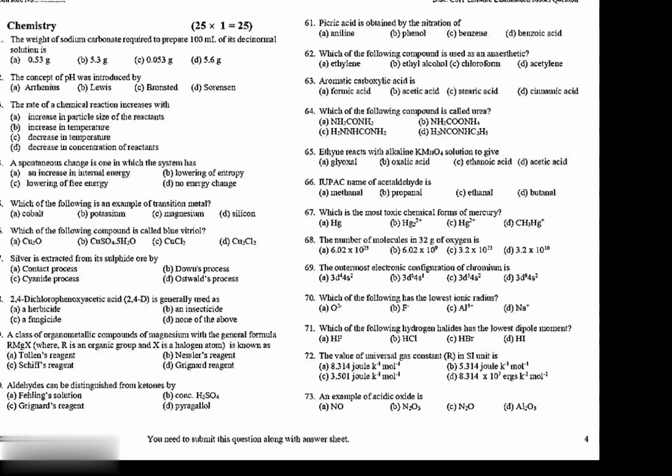71. Which of the following hydrogen halides has the lowest dipole moment? A, HF; B, HCl; C, HBr; D, HI. 72. The value of universal gas constant R in SI unit is: A, 8.314 joule per Kelvin per mole; B, 5.314 joule per Kelvin per mole; C, 3.501; D, 8.314. 73. An example of acidic oxide is: nitrous oxide, nitrogen pentoxide, nitrogen dioxide, aluminum oxide.